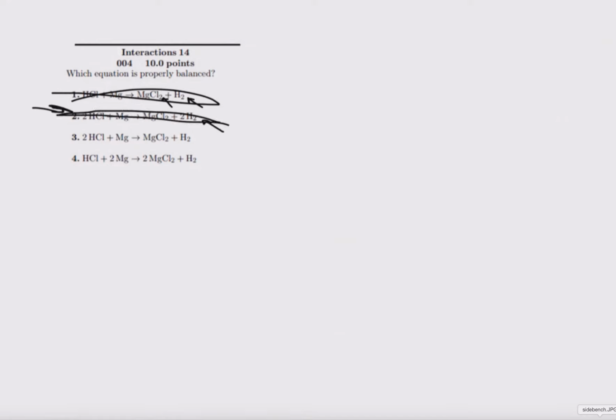This one's got 2 HCl. On the left it's got 2 H and 2 Cl, and it's got 1 magnesium. So the correct answer is this one. The last one has the wrong number of atoms on both sides. So answer choice 3 in this case. Again, it might be a different answer choice in your version, but it should be the same equation.